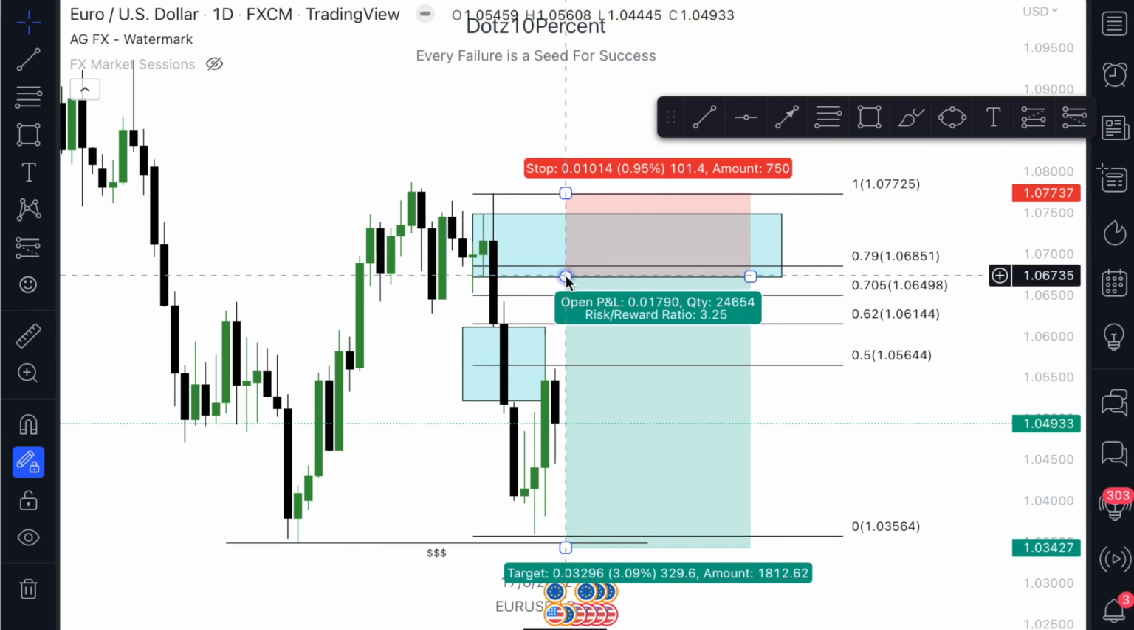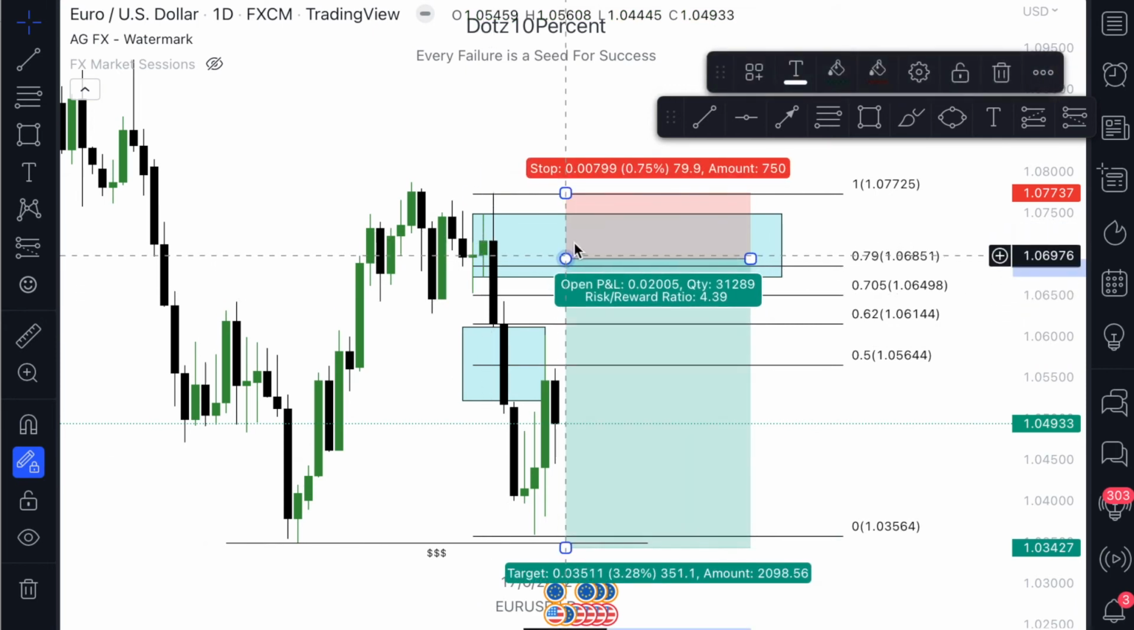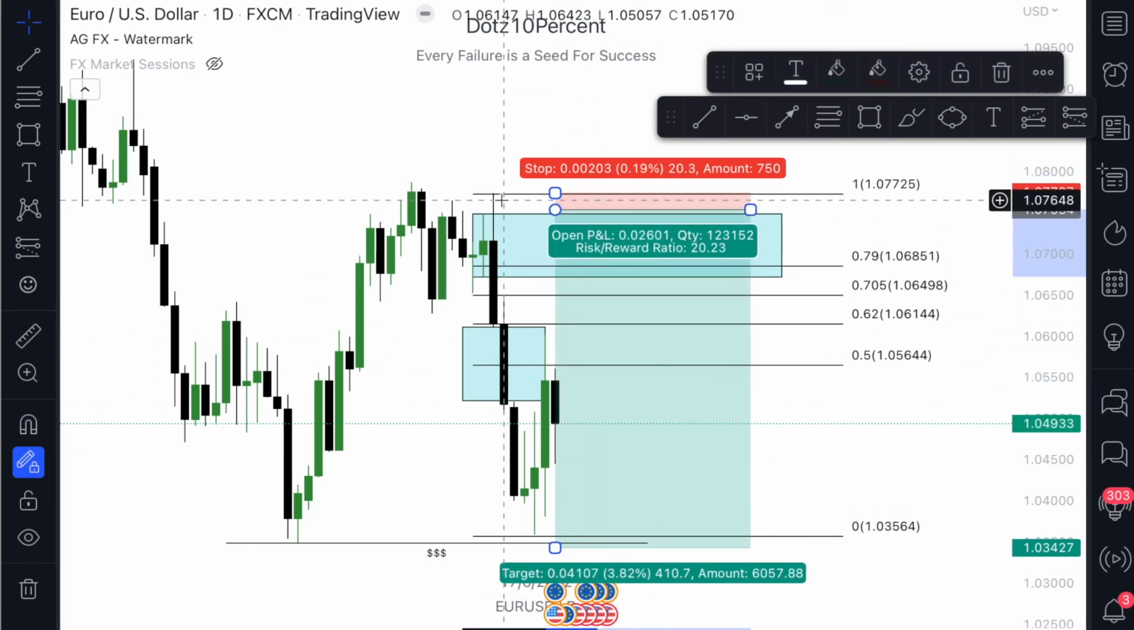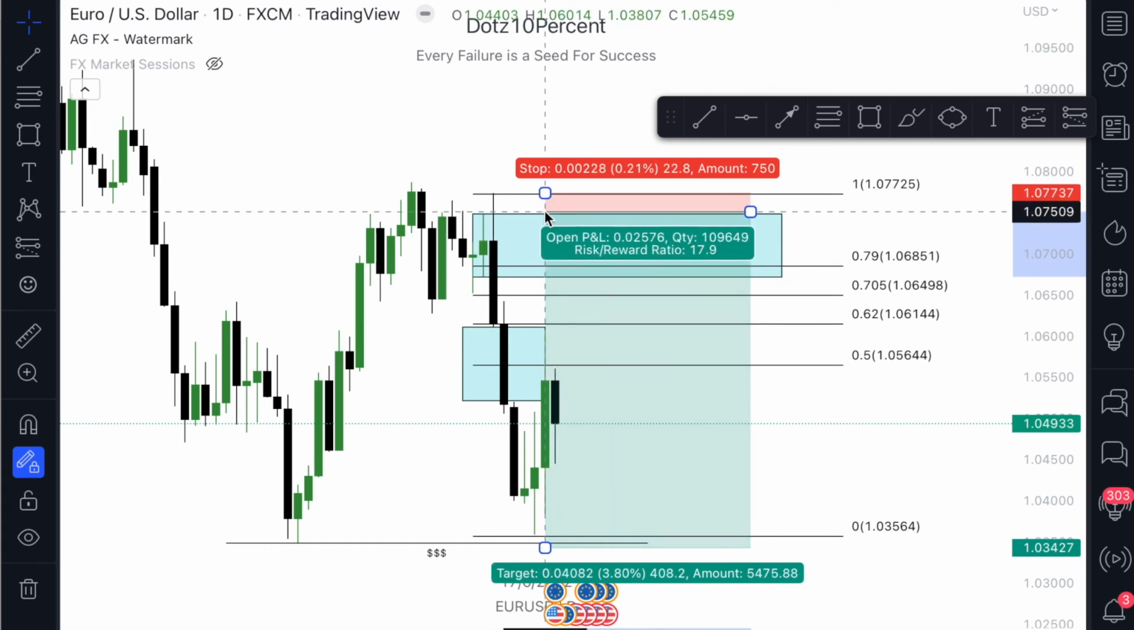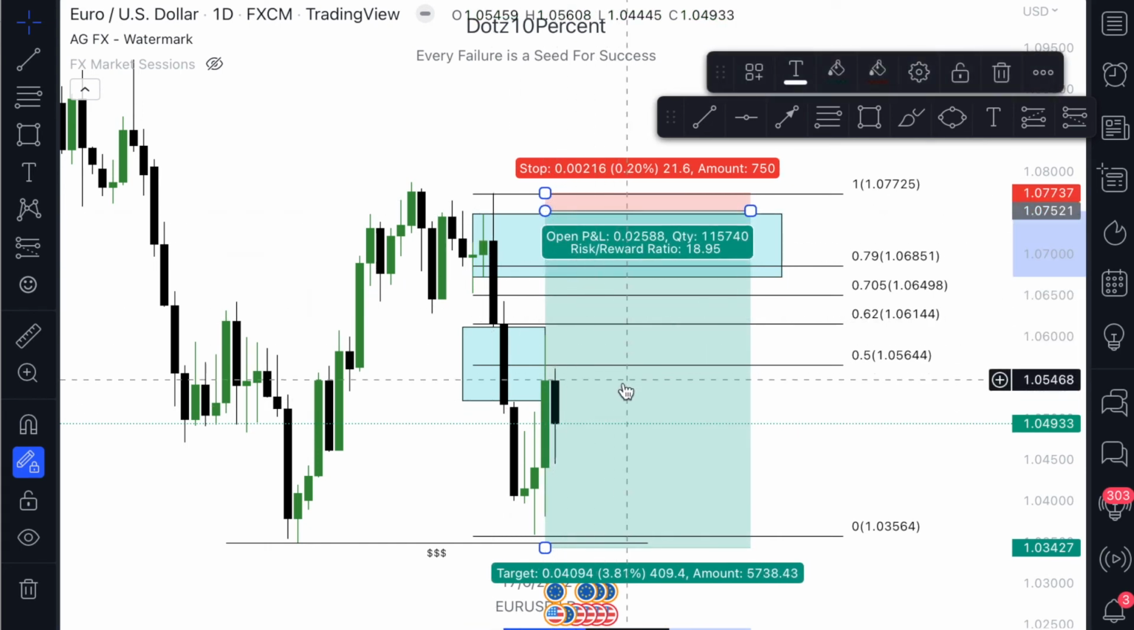Let me take the highest one possible so I can get a good R, a 1 to 4. You know, there might be a point of interest inside this wick. There might be a 5 minute order block. You think, okay, cool, let me take this 5 minute order block. Now I have a 1 to 20 trade.